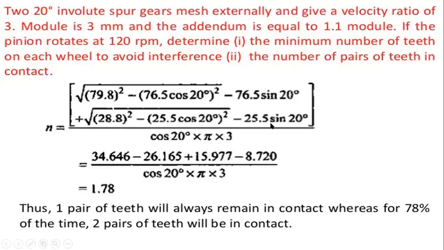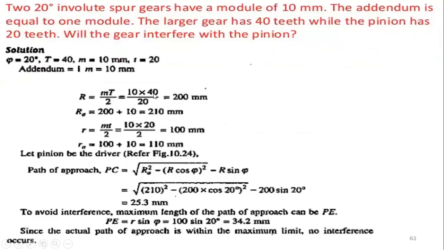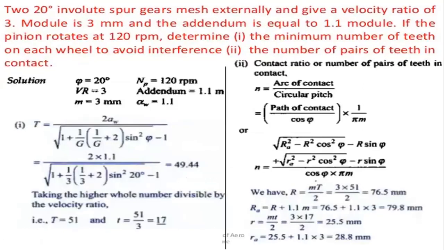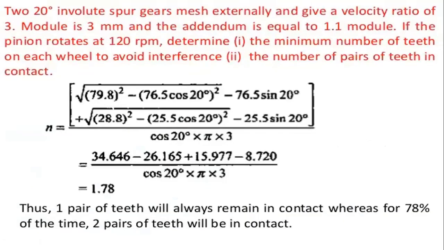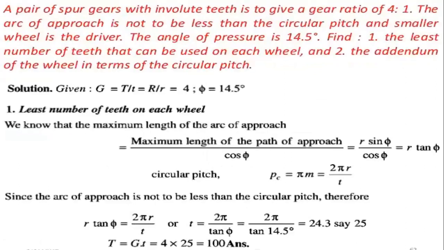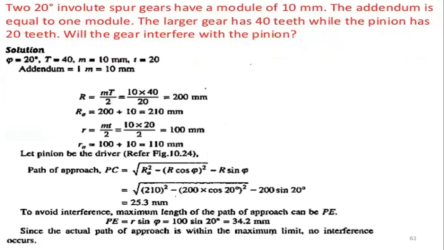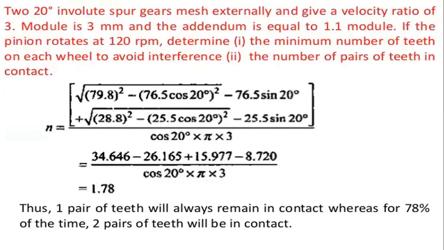So by substituting this formula, we got 1.78. So that is the value for that. So we have found the number of pairs of teeth in contact. So it is 2 pairs of teeth that will be in contact at that point.